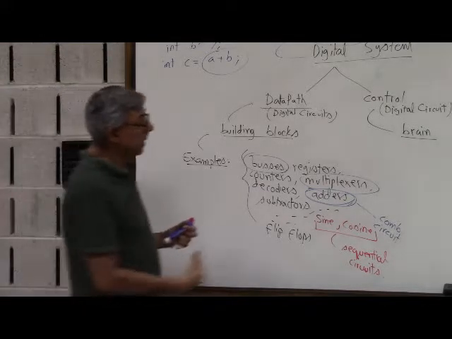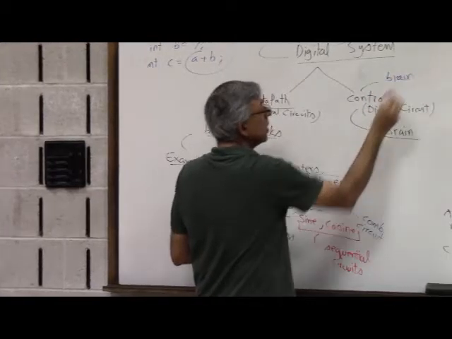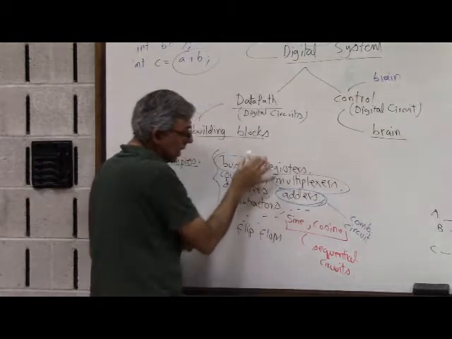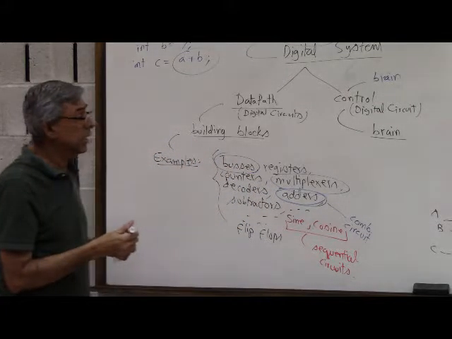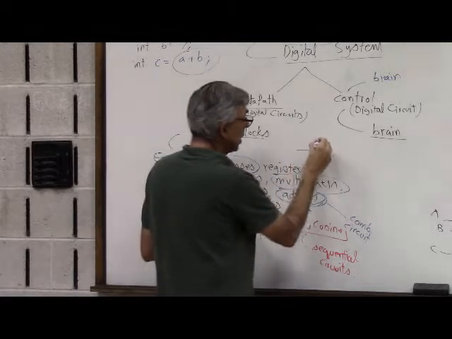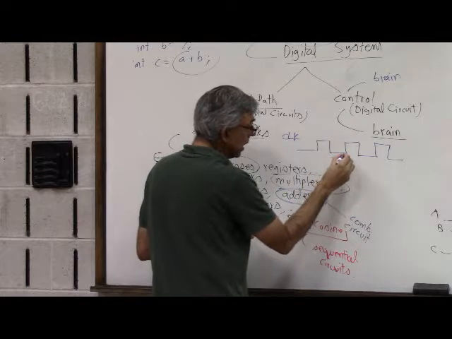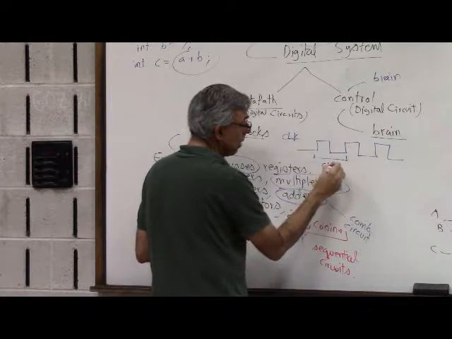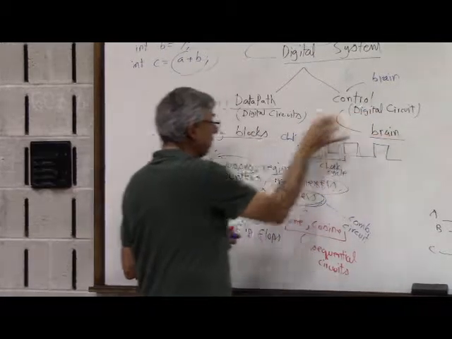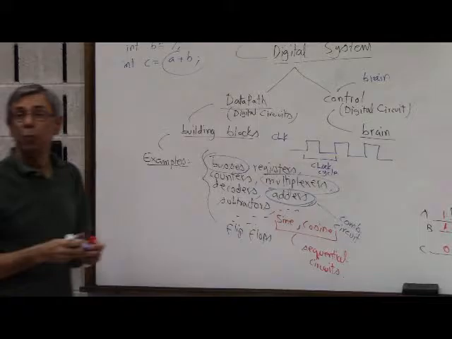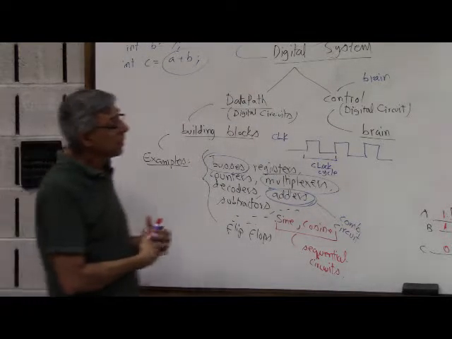Then comes the brain of the system, which is what we call the control. The job of the brain is to decide which part should do what at a given time instant. And the time is controlled through what we call a clock. We divide it into what we call clock cycles. Every clock cycle, the brain will tell the data path what it should do, what it should add, what it should subtract, and so on.